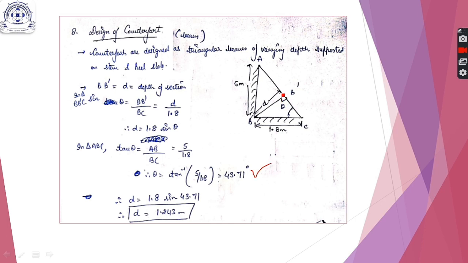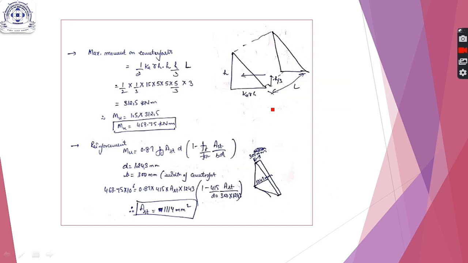And for finding D, look at the smaller triangle B'C. D will be 1.8, that is hypotenuse, into sine theta. Sine theta will be perpendicular upon hypotenuse, that is D upon 1.8. From that we get D. So D is 1.243 meter.